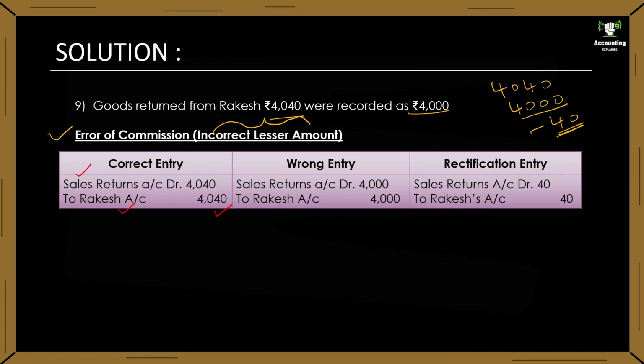Sales return is the opposite of sales. So sales return will be debited. Sales return account debit 4040. Now Rakesh is returning the goods. Credit the giver. Who is giving the goods? Rakesh. So Rakesh account is credited.